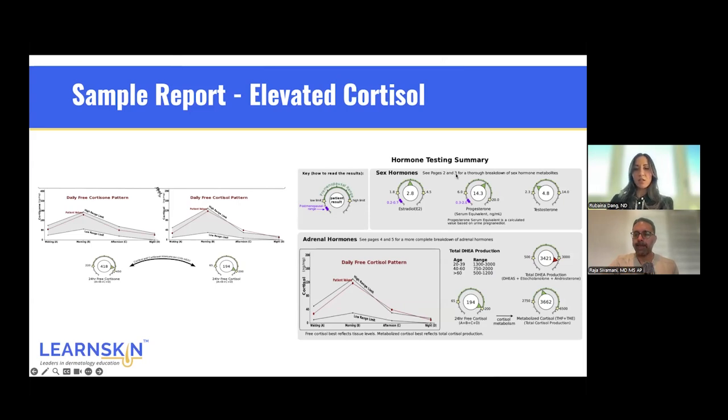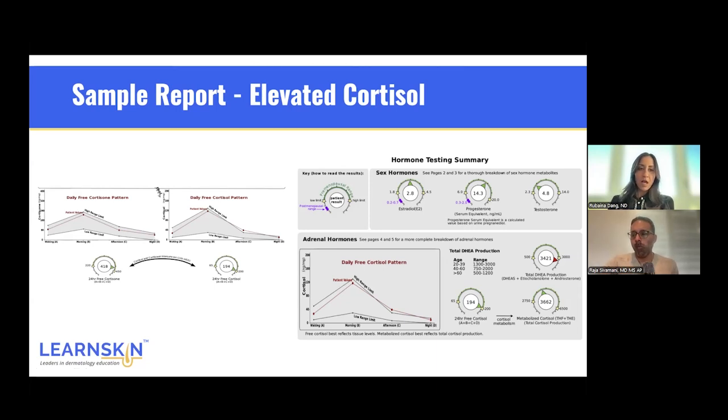And then I look at her daily free cortisol pattern. What's unique is she's following the normal cortisol trend, but if we look at her 24-hour free cortisol, that's definitely topping out on the high end of normal. And then we look at the cortisol metabolism right next to it, and it's within normal range, but it's lower than what I'd like it to be.